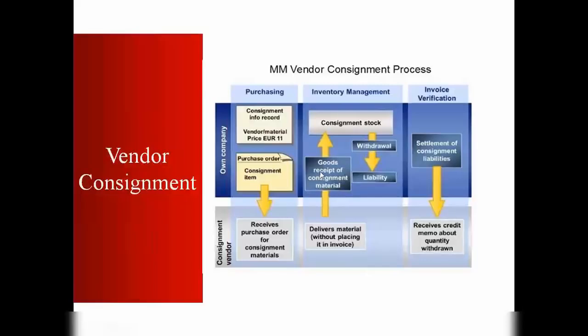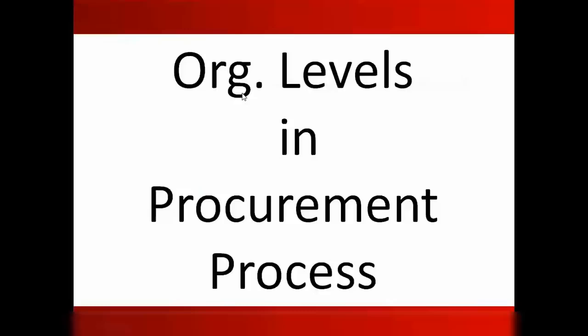Again, whatever quantity is left, say 90 pieces, the vendor is still responsible for, or the owner of, those pieces. And whatever we have consumed, say if we have taken 10 pieces, those 10 pieces will be added to my inventory, and finally for whatever we have consumed, we'll create an invoice and pay the vendor. Okay, so that's your consignment process, or vendor consignment.